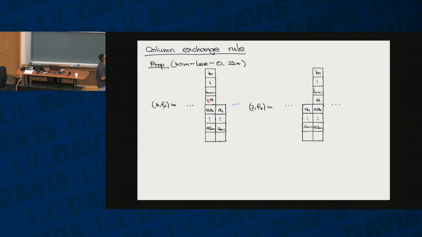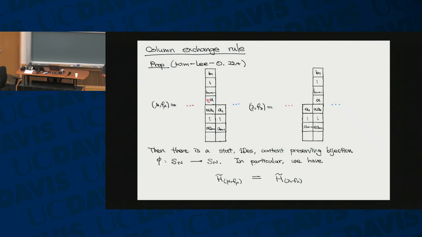And the second instance of two filled diagrams having the same Macdonald polynomial is quite complicated, but we prove it in our paper, and we call it the column exchange rule. Suppose you have two filled diagrams which are identical except for these two columns, and you obtain the second one by exchanging these two columns. But you have to be careful. You have to change this value of the function q alpha to alpha here. So if you have two filled diagrams like this, we can construct a stat, inverse descent and content preserving bijection. Since Macdonald polynomials are generating functions of these two stats, in particular we can say that these two Macdonald polynomials are the same.